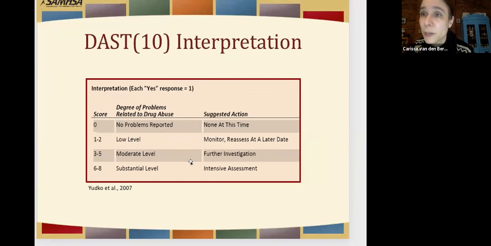Moderate level is when you want to start. With substance use, with illicit substance use, you really start getting more involved at the moderate and the substantial level, because addiction for some of these substances is faster to get addicted than others.